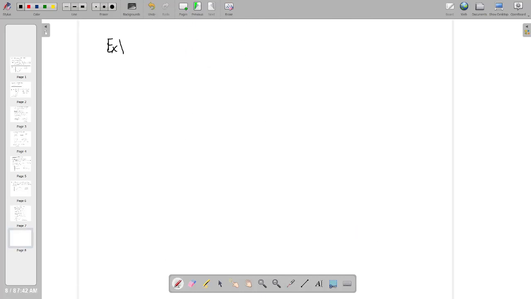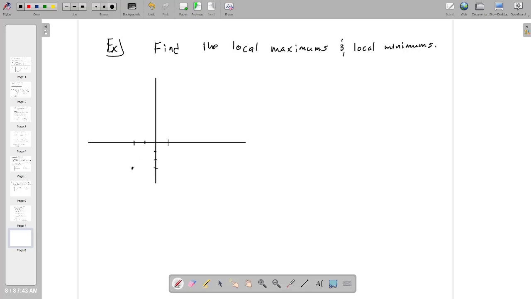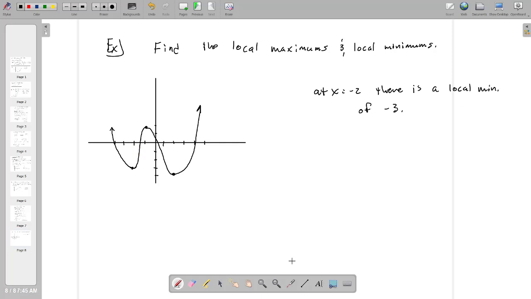Let's go ahead and do an example. Find the local maximums and local minimums of this function. So suppose that we have this function here. We're looking for local maximums and minimums. We can see we have a local minimum here because it's the lowest point in its general neighborhood. Even though this point is lower, it's not in this general area of the graph. So at x equals -2, there's a local minimum of -3.